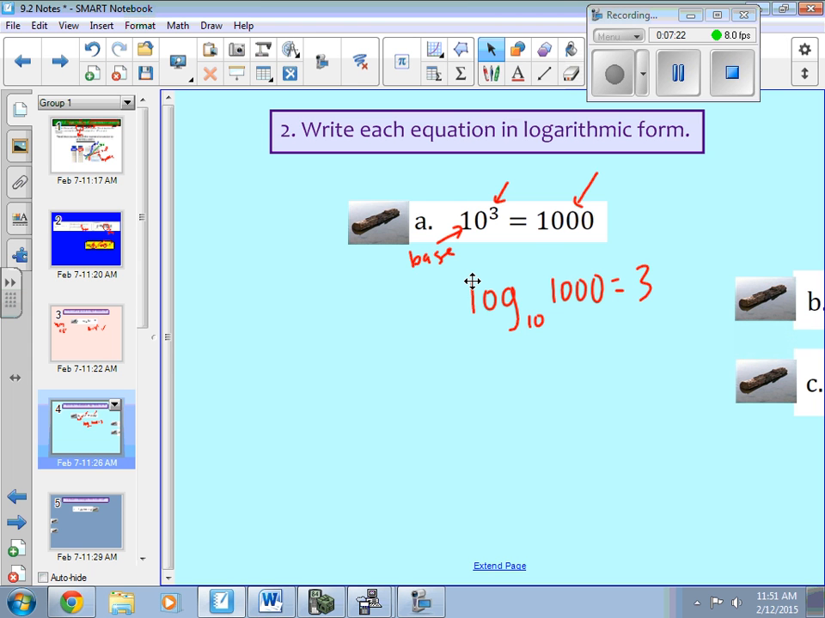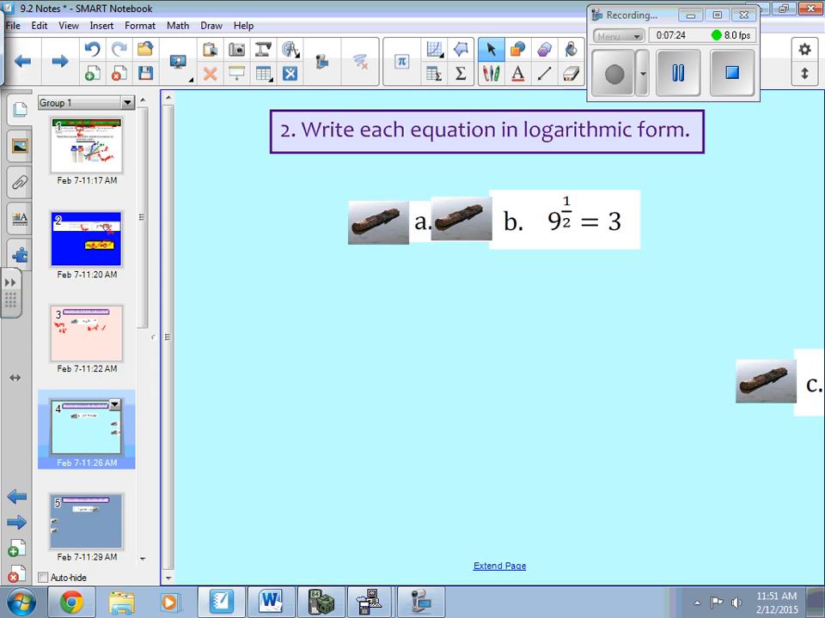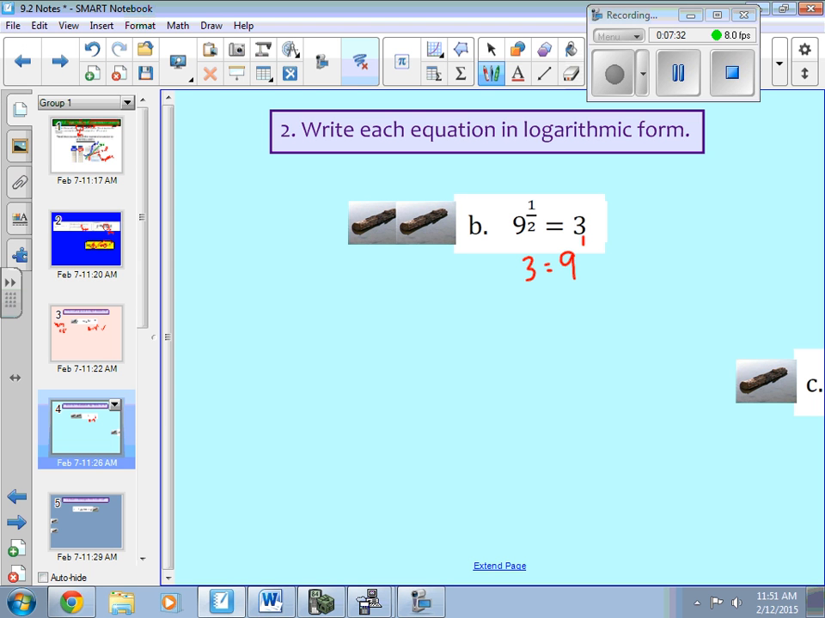Let's try another one, on B. Same thing here. If you're a little more comfortable writing it this way, you can do that too. Log of 3. Our base number has to be whatever the base of the exponent is. Here's the base of our exponent, so that's the base of our log. So this should equal a half.